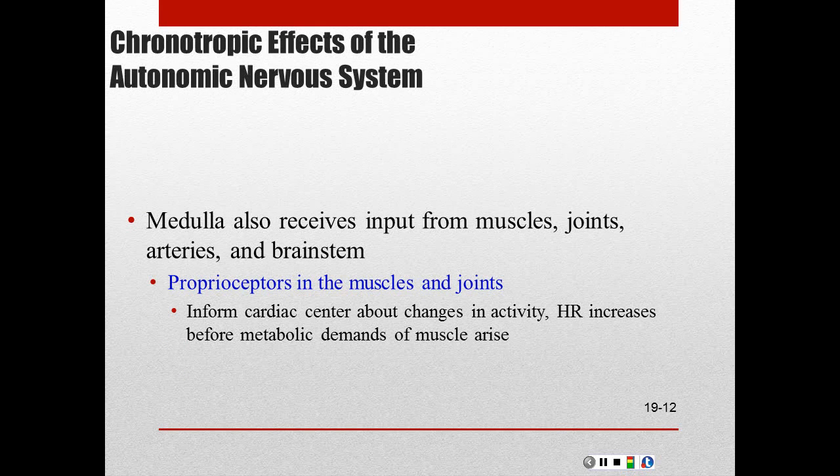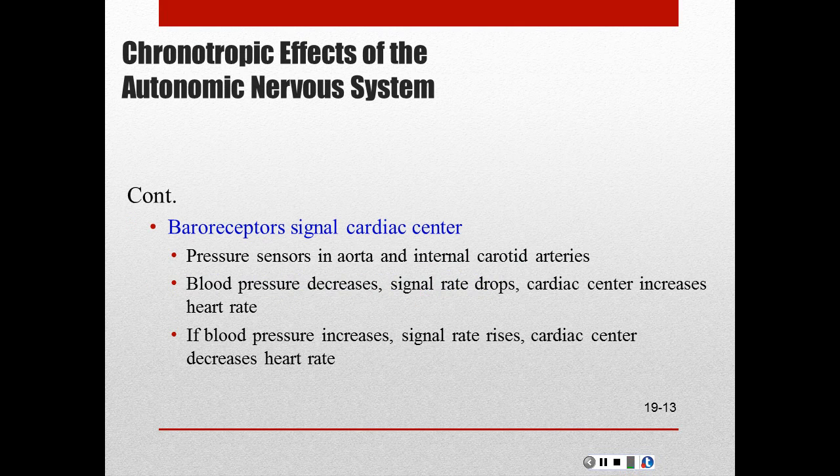Now, the medulla also receives input from receptors in the muscles, joints, and arteries, and the brainstem. Now, proprioceptors in muscles and joints provide information on changes in physical activity, allowing the heart rate to increase even before the metabolic demands start to rise. We have baroreceptors.